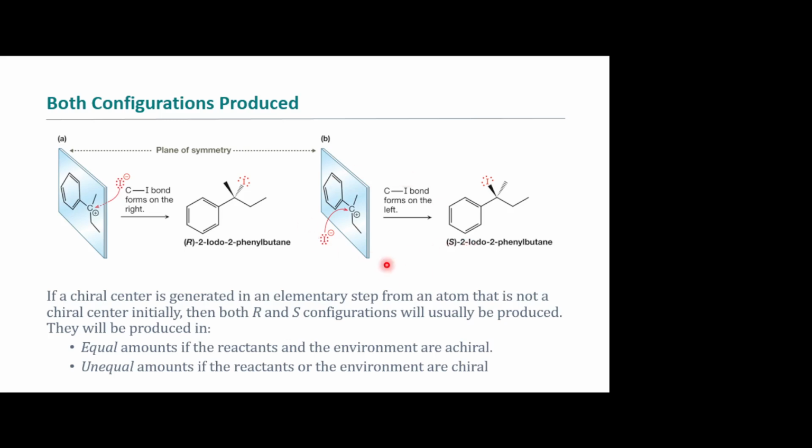Now, again, you're going to produce both configurations, so you're going to have both the R and S configurations that will be produced. If the reactants in the environment are both achiral, you're going to have equal amounts, and so you'll get exactly equal amounts, 50-50. Okay? If you have unequal amounts of the reactants or the environment is chiral, then you're going to get chiral behaviors, and so that means that one will be favored over the other. Okay.